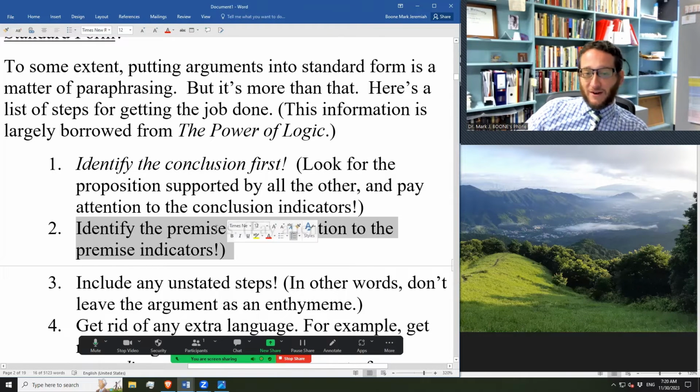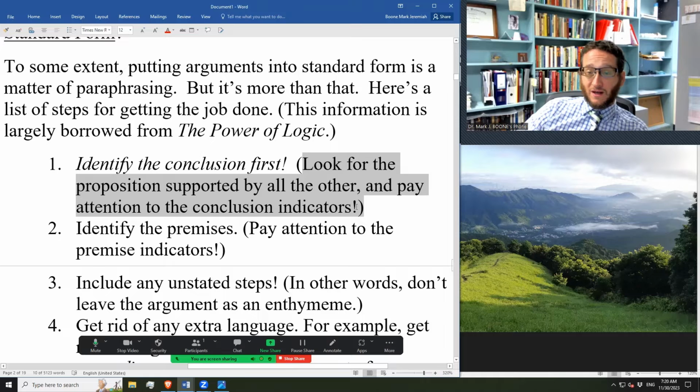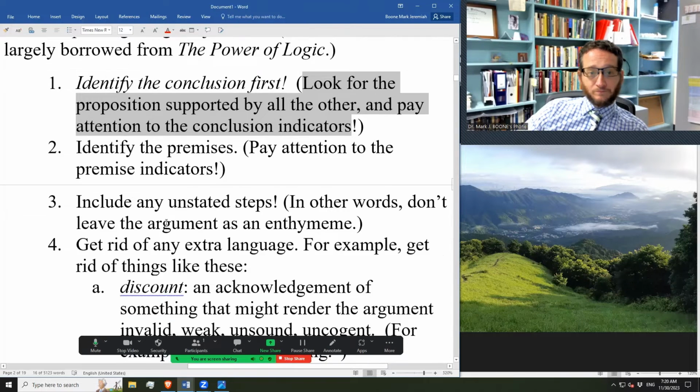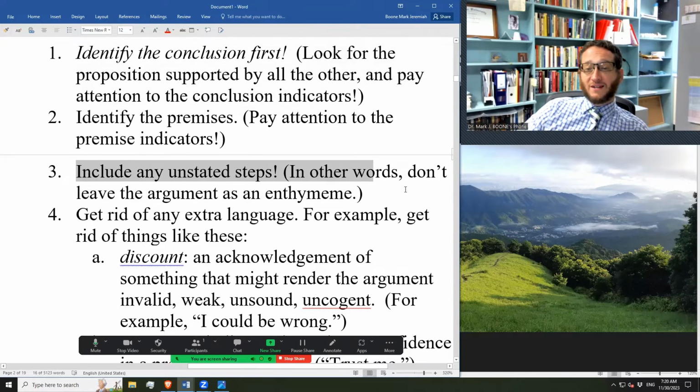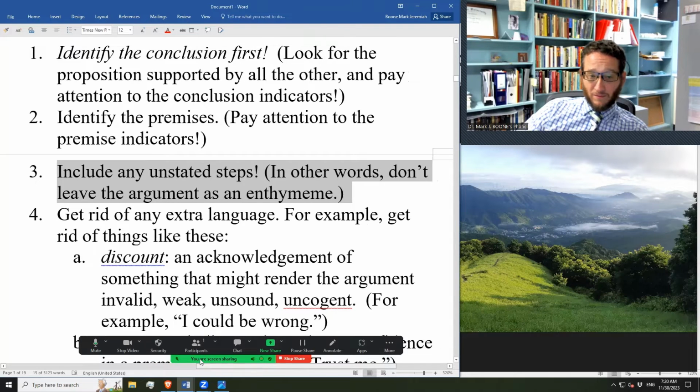So next step, identify the premises. Pay attention to the premise indicators, but also, more importantly, and if there's any ambiguity, pay attention to the statements that support the conclusion. Look at which statements support which statement. The one supported by all the others is the conclusion, and all the other ones are premises to it. Include any unstated steps. Don't leave the argument in an enthymematic form.